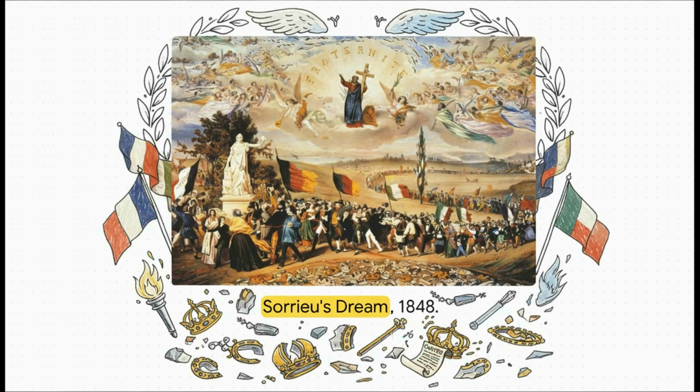Just look at the insane detail here. We see the peoples of Europe and America marching together in an endlessly long train. They are offering homage to the Statue of Liberty as they pass by. Notice she's holding the Torch of Enlightenment in one hand and the Charter of the Rights of Man in the other. But here's the kicker. Look down, right at the earth in the foreground. You'll see the shattered, broken remains of crowns and royal symbols scattered everywhere. Sorrieu is visualizing a world of democratic nations completely free from oppressive, old-school kings.